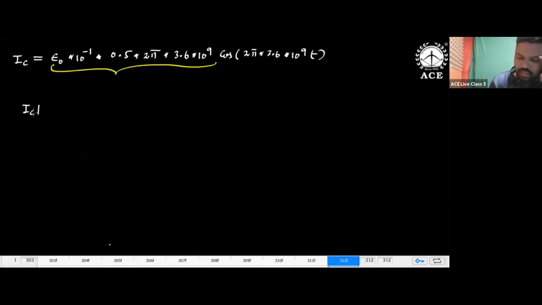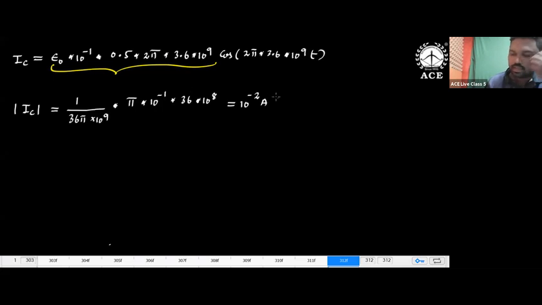So what is the magnitude of the conduction current, which is equal to epsilon naught value is 1 by 36 pi into 10 to the power of 9 into pi into 10 to the power of minus 1 into 36 into 10 to the power of 8, beta. So 36 here, pi here, 36 here, 36 here will go. Here in the numerator 10 to the power of 7 divided by 10 to the power of 9, this will be 10 to the power of minus 2 amperes. Or it will be 10 milliampere is the answer.